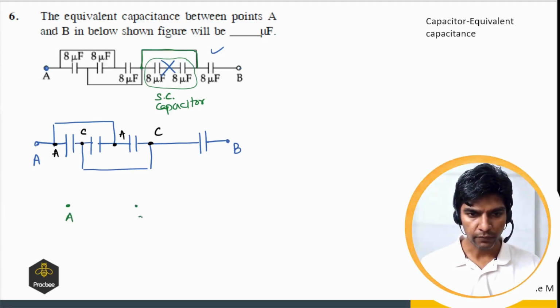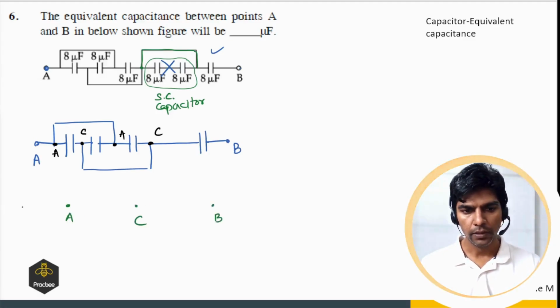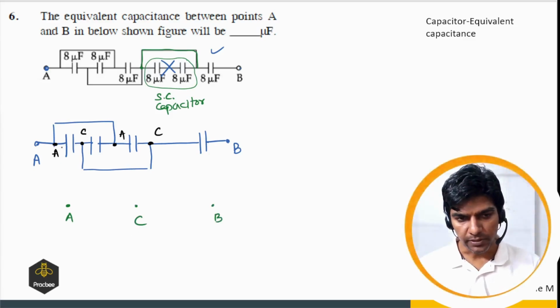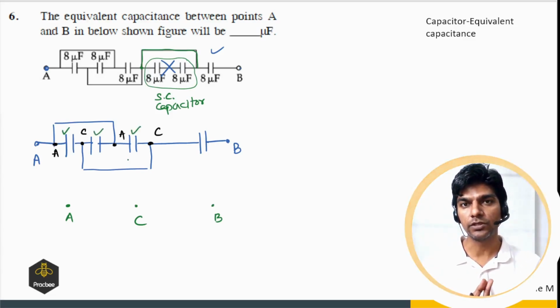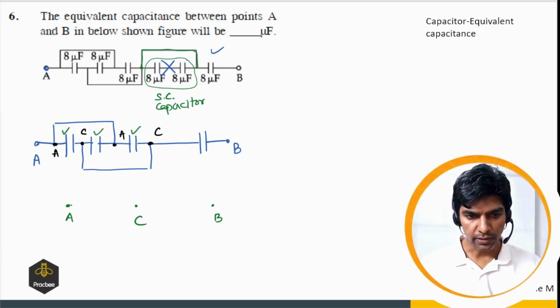Now we can see the 3 equipotential points which we have marked in the diagram. So A, then we have C, and then we have B. Now, how many capacitors are connected between A and C? So this is the first capacitor, this is the second capacitor, this is the third capacitor. So there are 3 capacitors which are joined between A and C. So there are 3 capacitors in parallel.